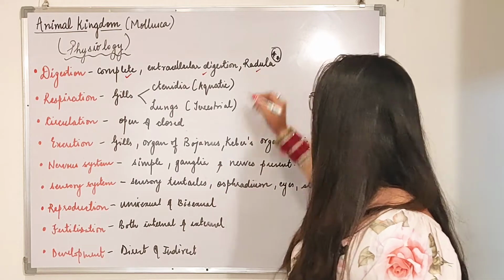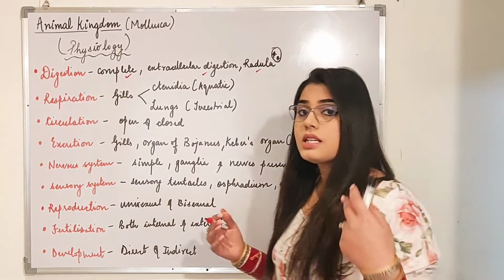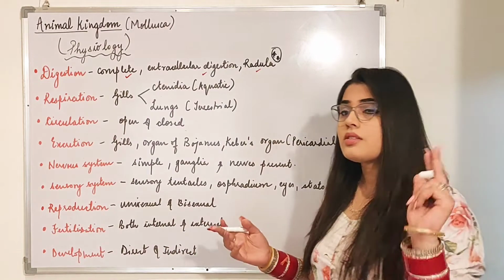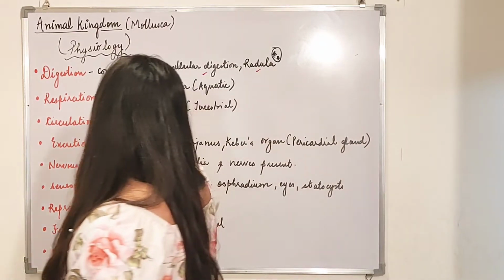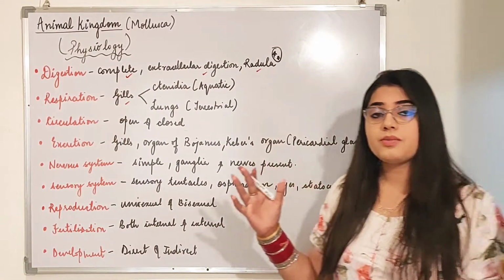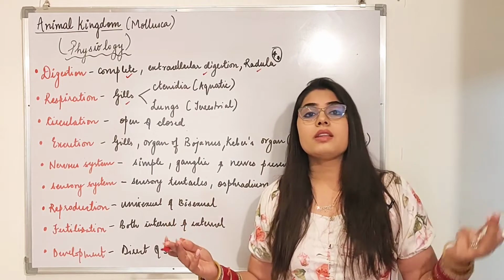Then next is the radula. Radula is what? Again a rasping organ which is present on the head and associated with the digestive system. I have told you this in the previous video. Then respiration takes place through gills. I have given you a diagram of the snail in the previous video, in which I have explained where these gills are present.